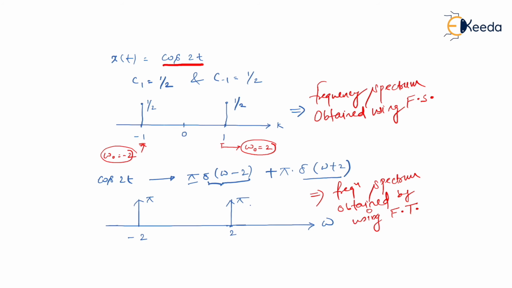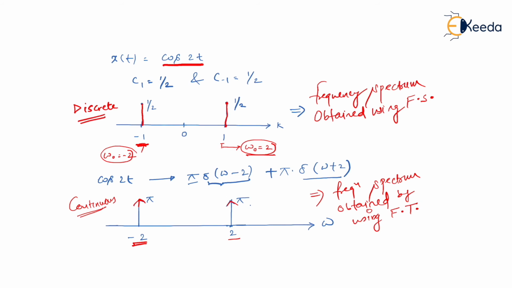Now if I want to compare this, you can see that here we got some fixed amplitudes. This 1 by 2 and 1 by 2 are amplitudes. But let me tell you, this pi and this pi are not amplitudes. They are present at the same frequency, that is omega naught equal to 2 and omega naught equal to minus 2. The only difference is that here we have a discrete structure, and over here we have a continuous structure.